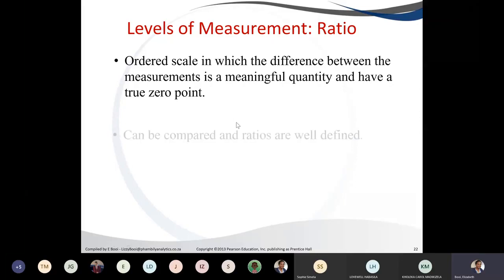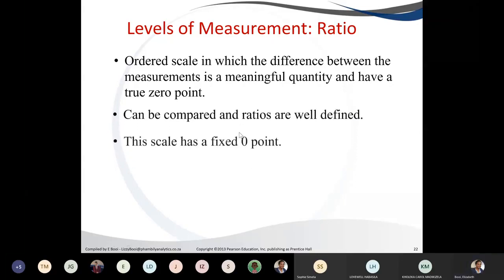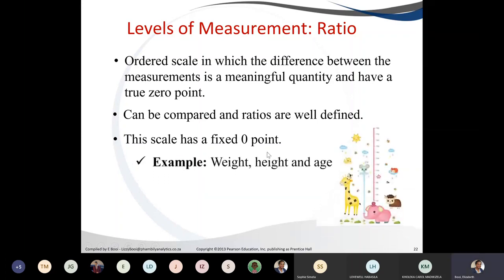For example, which value can have a true meaning of zero? Your weight will have a true meaning of zero, because if your weight is zero, it means you don't exist.